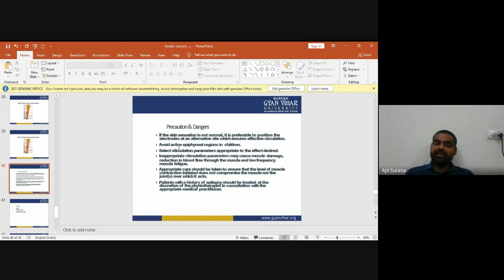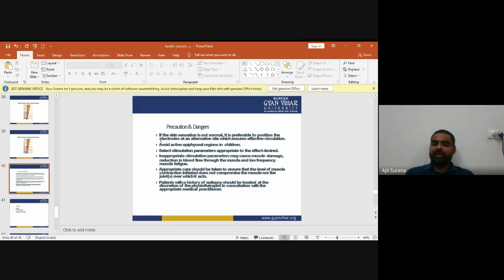The second precaution: avoid active epiphyseal regions in children. We select stimulation parameters appropriate to the effect desired.